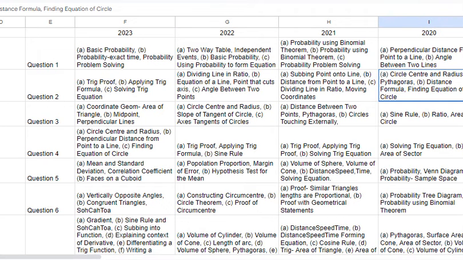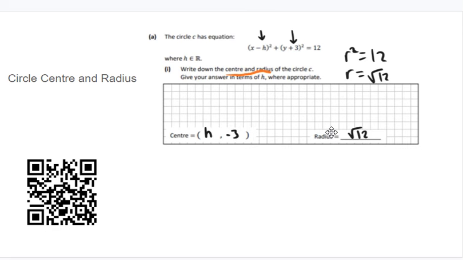It's fairly straightforward, but generally there might be some bit of a kick to it. So here there's an h involved, but they tell you that you can give it in terms of h. All you need to do is remember you're changing the signs, and then the radius will be the square root of, because 12 has to be r squared. So that's quite a simple way it comes up there, but it can be slightly different. So look back through the other ones in other years as well.